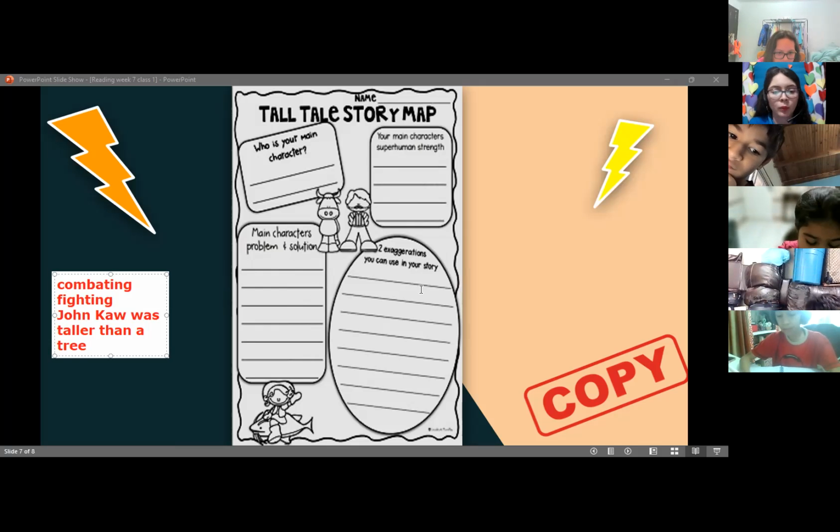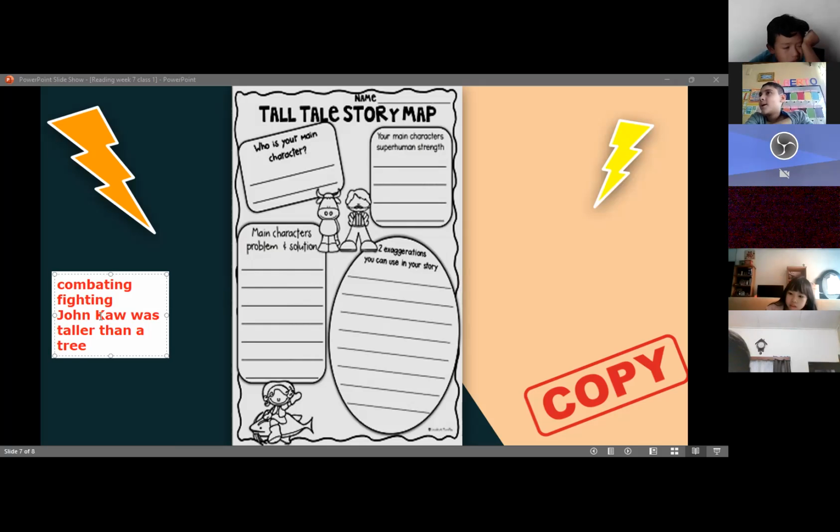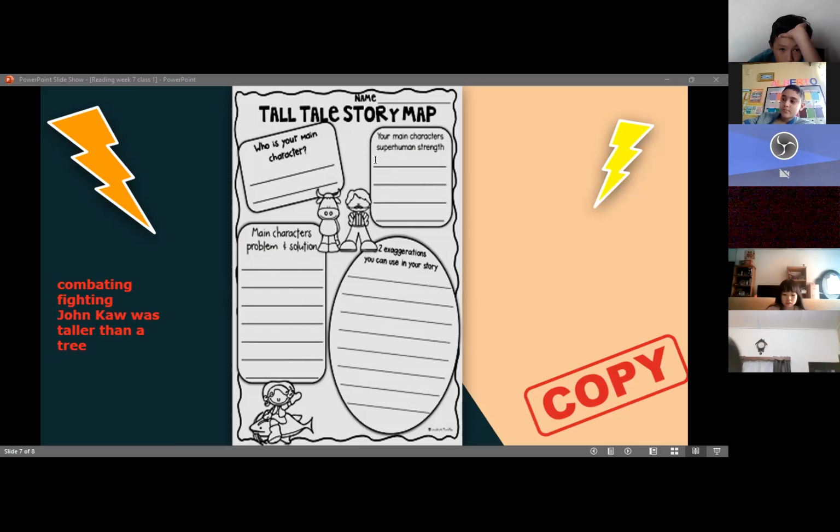You can also write a big boy as a characteristic of some superhuman strength. If he was strong, you can write he was strong. So for example, here you can say a big boy. It depends on your story. I'm just writing here. If he is a big boy, if he is strong, there are some kinds of superhuman abilities. Here you write the name of your character. Two exaggerations. What exaggerations do you find?